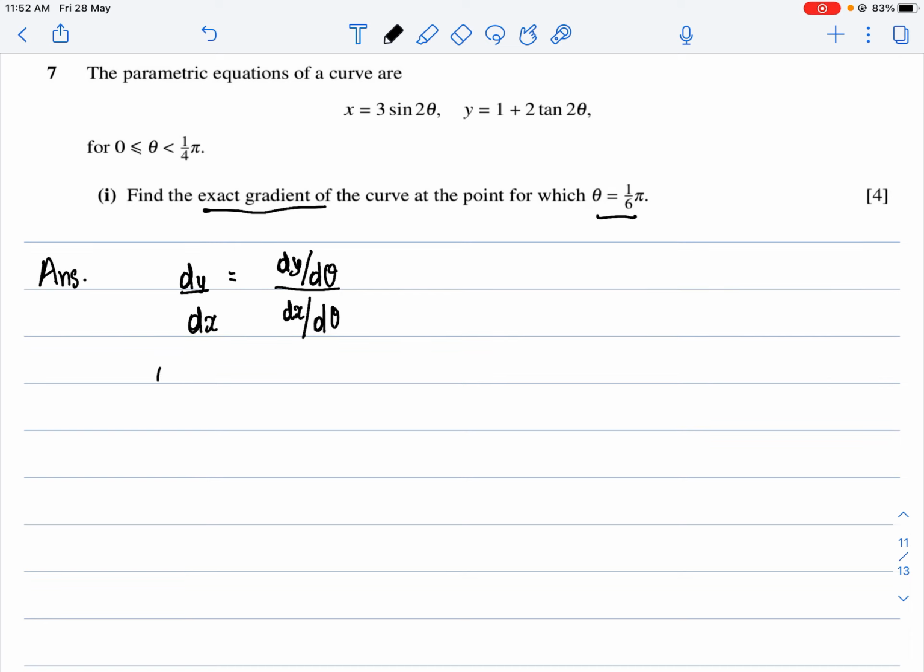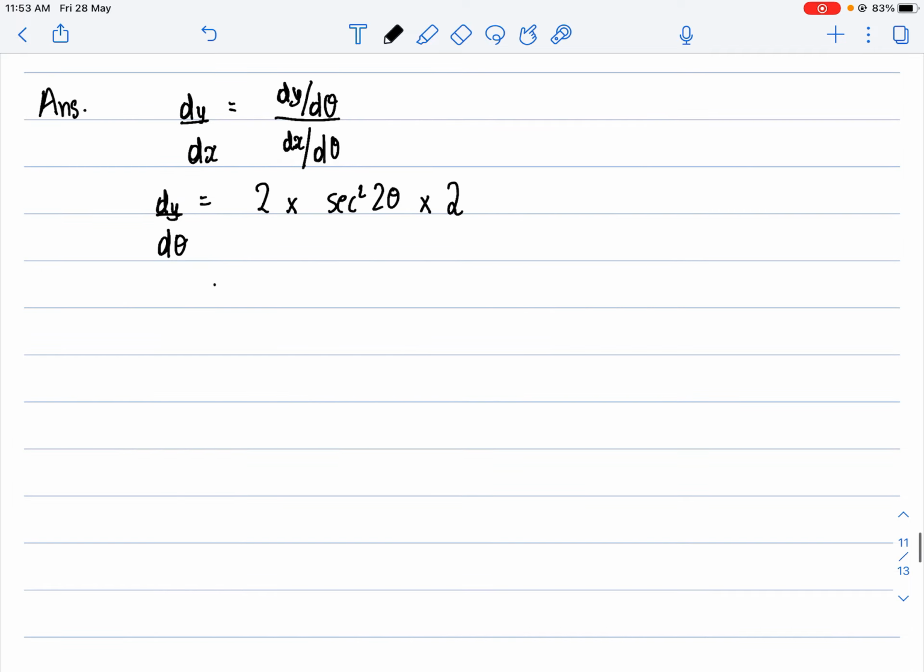So I'll calculate my dy by d theta, which is basically differentiating this. The differentiation of 1 is 0. The differentiation of tan is sec square. So I can write this as 2 into sec square 2 theta multiplied by the differentiation of 2 theta, which is simply 2. So I can write this basically as 4 sec square 2 theta.